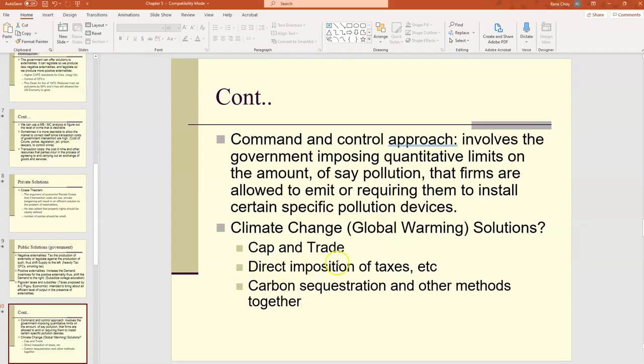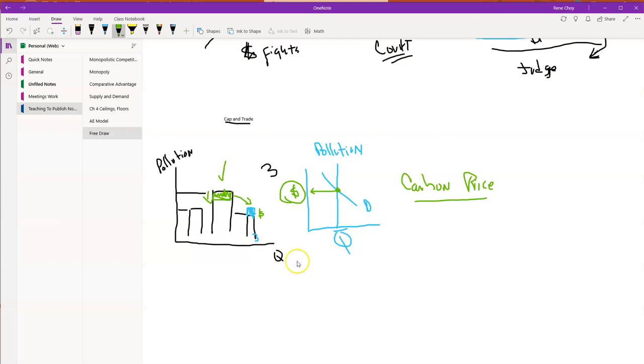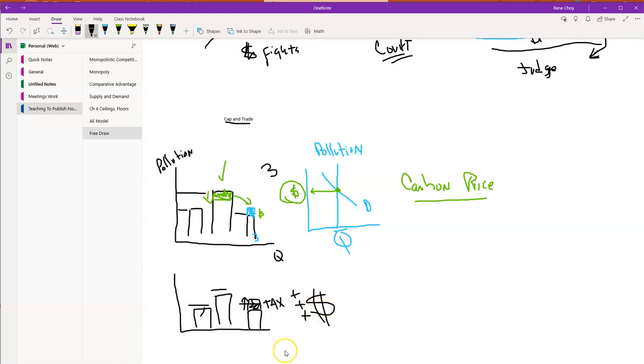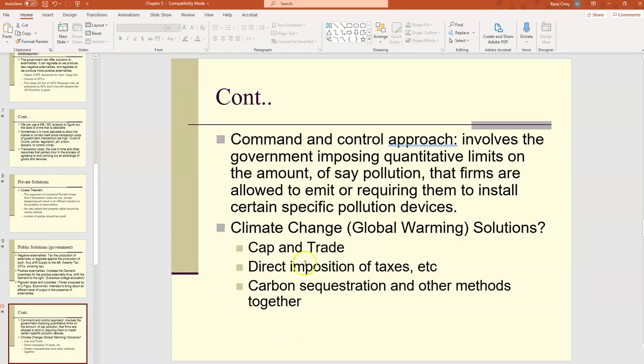All right, another solution is direct imposition of taxes. In a very simple way, think of it as the government comes in and says, this is how much pollution you're allowed, and that's it. And then if you go beyond, the government creates a tax for that. So every time you increase your pollution amount, it's going to cost you more and more money. Therefore, you have the incentive not to go beyond a certain amount of pollution every year because it's going to keep costing you more and more money. All right, that is solution number 2.